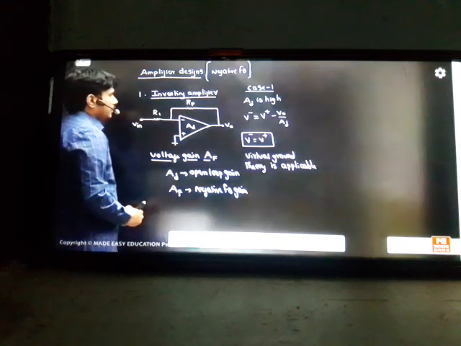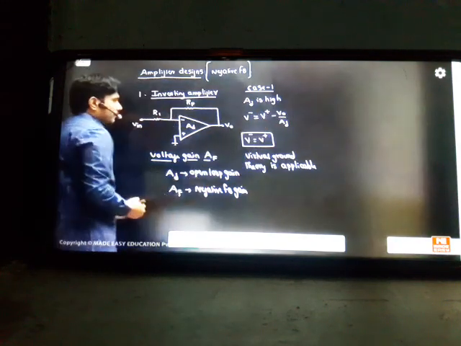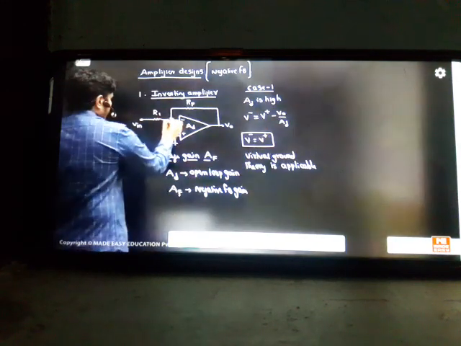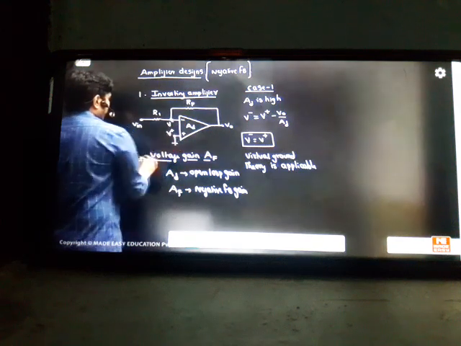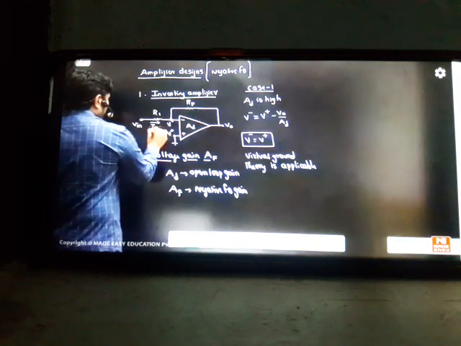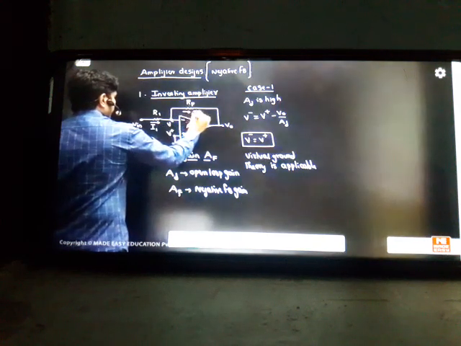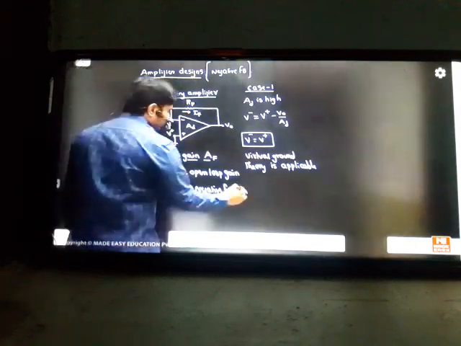Applicable, because AD is high, so this part we have neglected. So V minus and V plus became the same. Now if I consider this as V minus and this as V plus, this current we will take as I1, and this current we will take as IF.